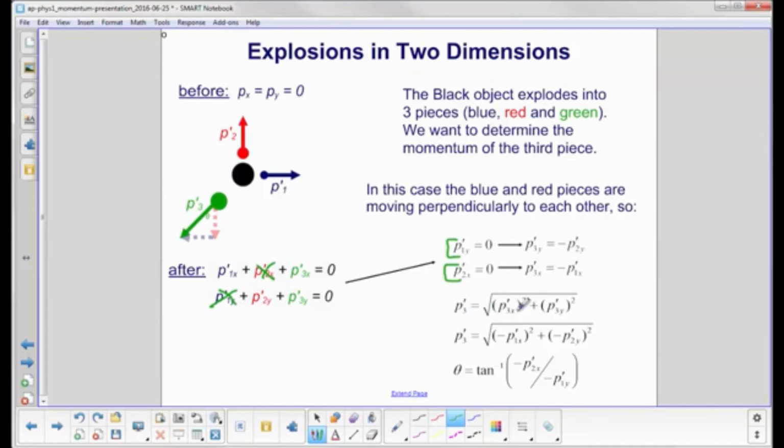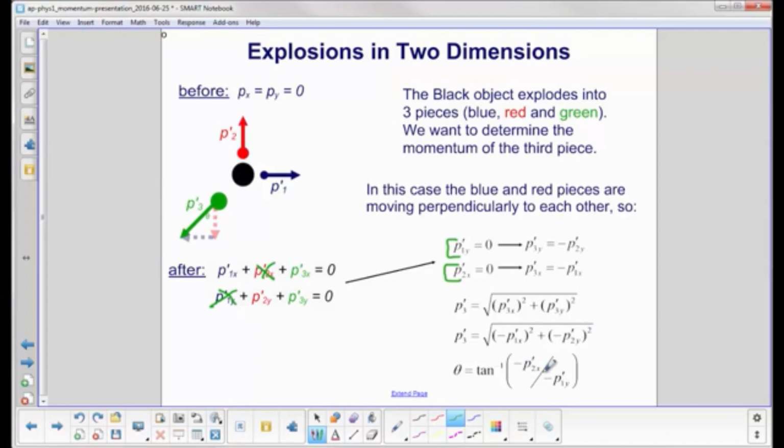So now I can substitute my values in for P prime 3. That's just P prime 3x quantity squared plus P prime 3y quantity squared, take the square root. I make these substitutions here, because I don't know what these are, and I have P prime 1x quantity squared and P prime 2y quantity squared. Again, we don't worry about the negative signs, they're going to cancel out.